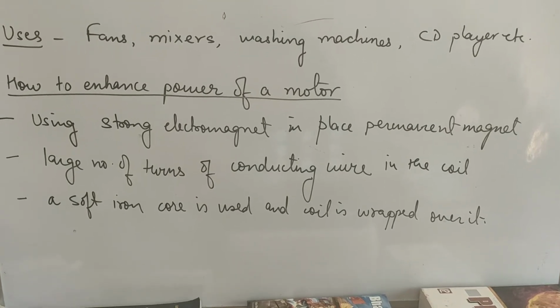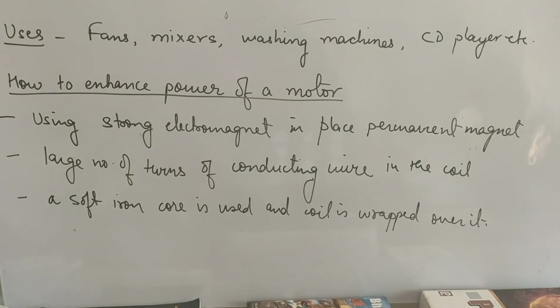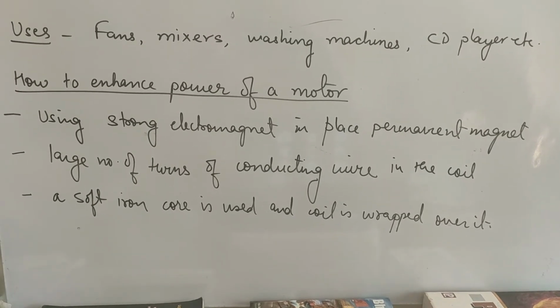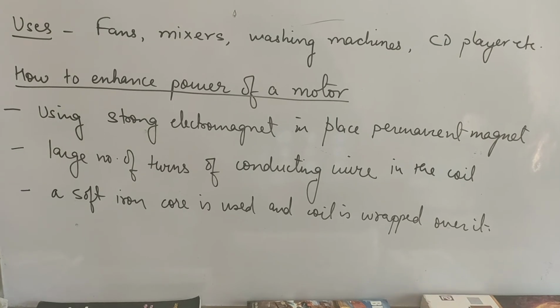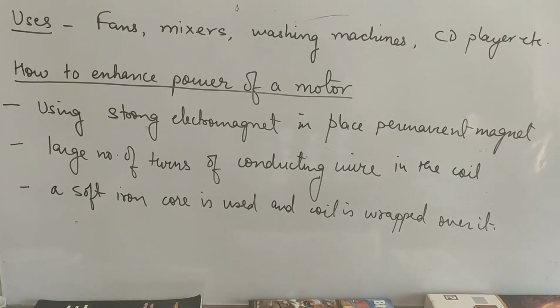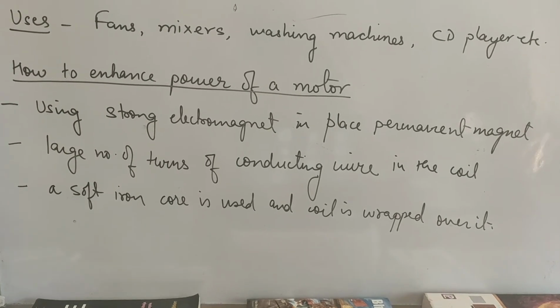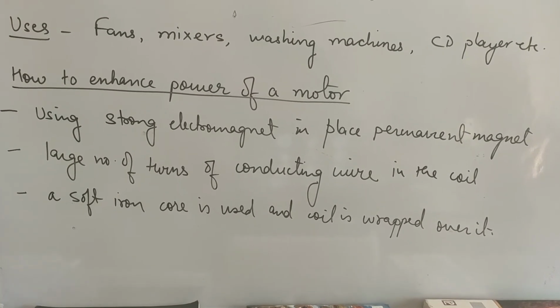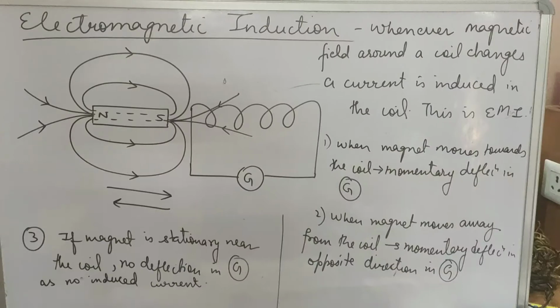And the power of a motor can be enhanced by using a strong electromagnet instead of a permanent magnet, giving a large number of turns to the conducting wire which is in the coil, and a soft iron core is used and the coil is wrapped over it. जो आर्मेचर है उसमें सॉफ्ट आयरन कोर यूज करी जाती है और उसके ऊपर कॉइल को रैप किया जाता है.